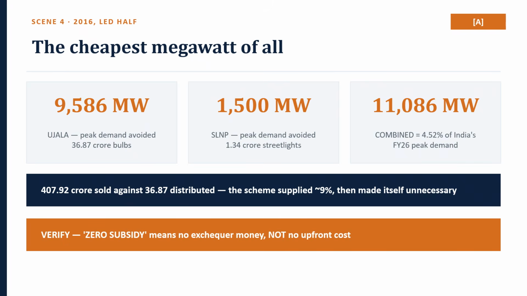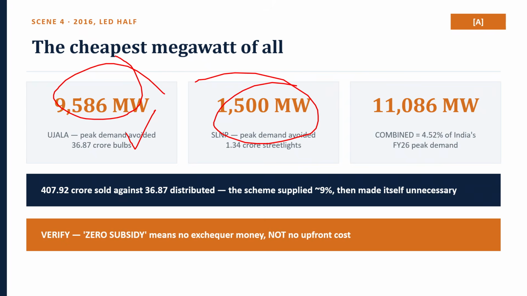Ujala, originally the Domestic Efficient Lighting Programme, covers household bulbs, tube lights and fans. SLNP, the Street Lighting National Programme, covers street lighting. Ujala has delivered 36.87 crore LED bulbs, saving 47,883 million kilowatt hours and 19,153 crore a year, avoiding 9,586 megawatts of peak demand and 38.8 million tons of carbon dioxide. SLNP has delivered 1.34 crore LED street lights, saving 9,001 million units, avoiding 1,500 megawatts of peak and 6.2 million tons of carbon dioxide.